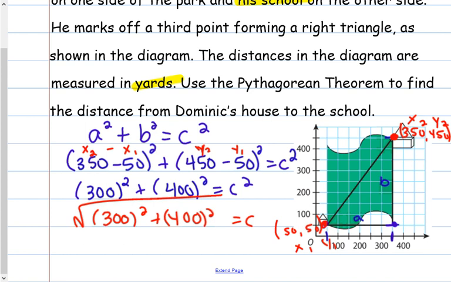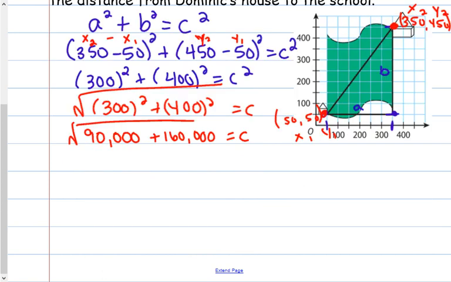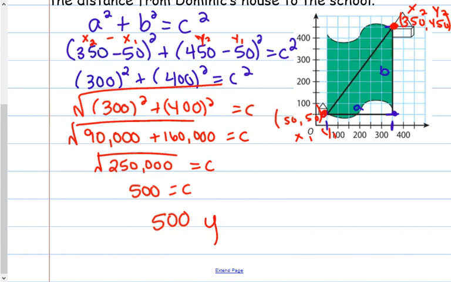you're going to end up with the same answer in the end. So if I work this out piece by piece, I have the square root of 90,000 plus 160,000, that's equal to C. Let's add those together, and that's going to be the square root of 250,000 equals C. Once you take the square root of that, you get 500 equals C. So my answer is 500 yards, because in the problem, my units were yards.